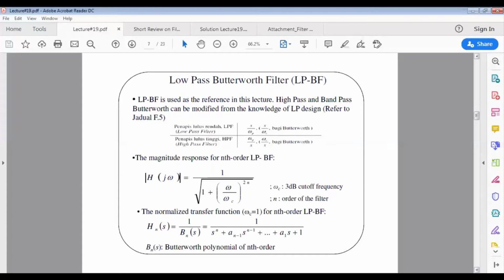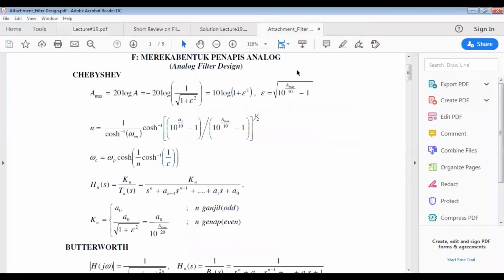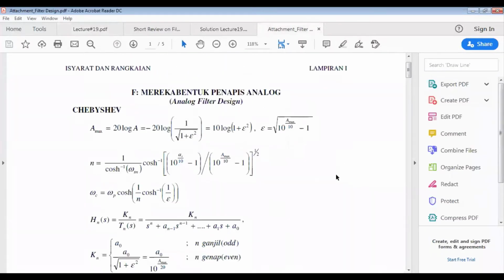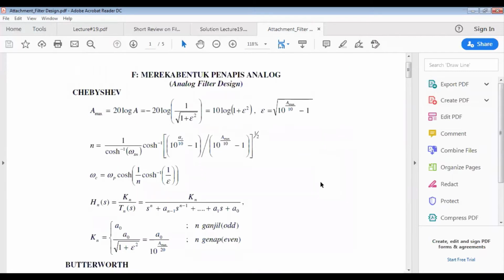So you can refer to table F5 in the attachment of the filter design. I did give you this attachment in the e-learning, so this attachment will be supplied to you. You don't have to memorize anything from this attachment. It will be provided to you. So just concentrate on the Butterworth column or Butterworth information.